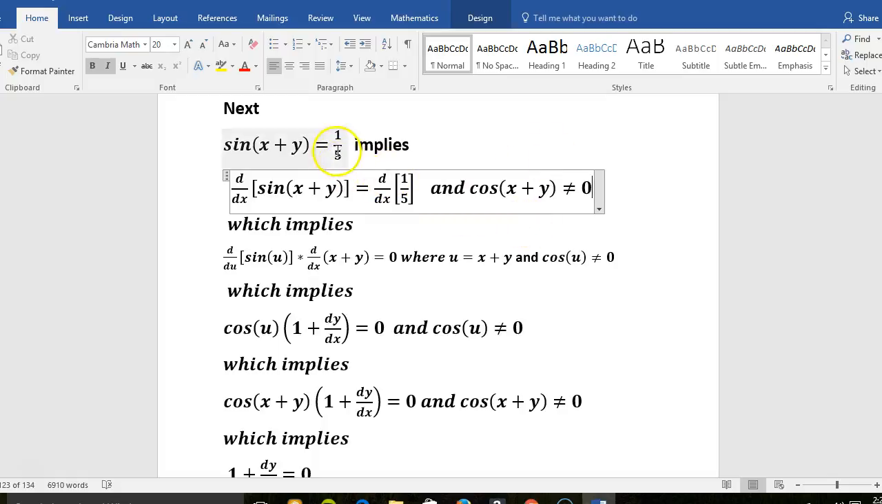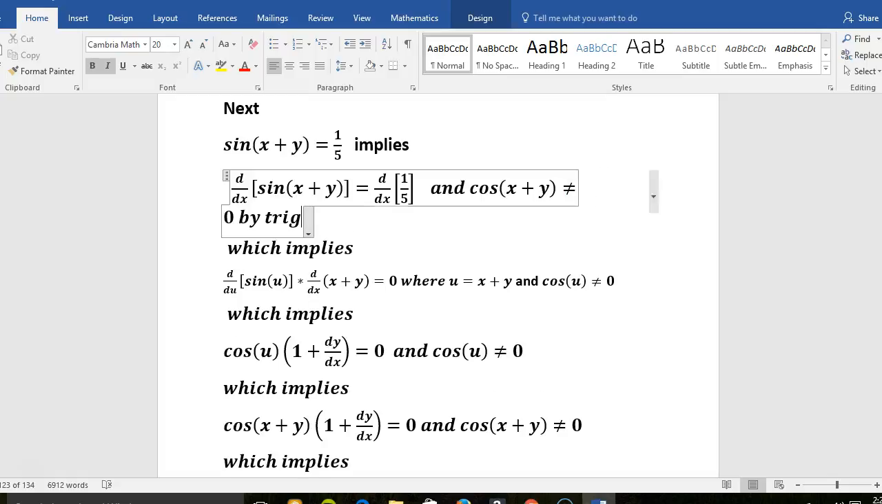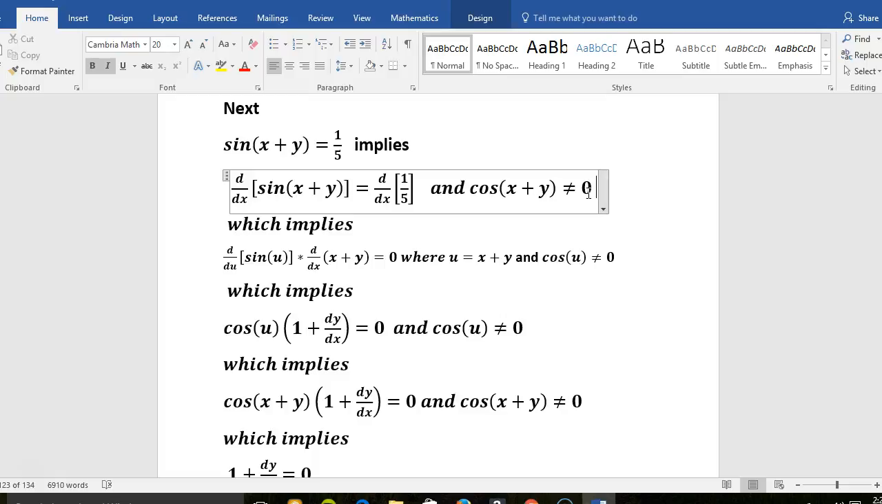So the sine equaling 1/5 implies that d by dx of this equals d by dx of that, but it also implies that, by trig, this cosine is not 0. I wish I'd keep everything on the same line, but anyway, you get the idea. By trig, this is true. By calculus and common sense, this is true. And by this guy up here. If this guy up here weren't true, this guy down here wouldn't generally be true, to say the least.